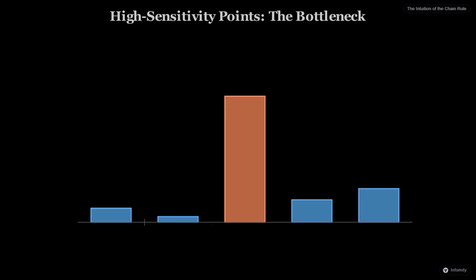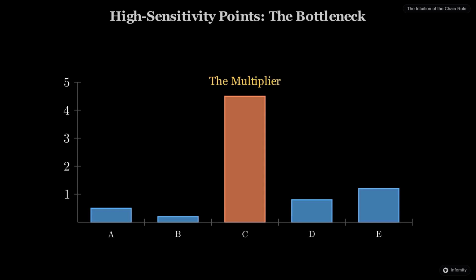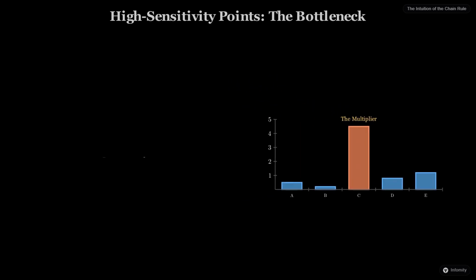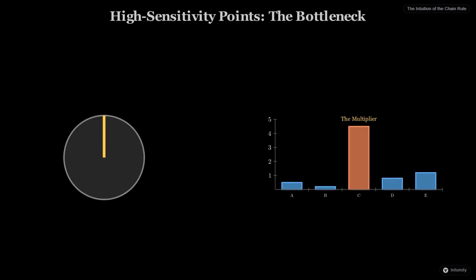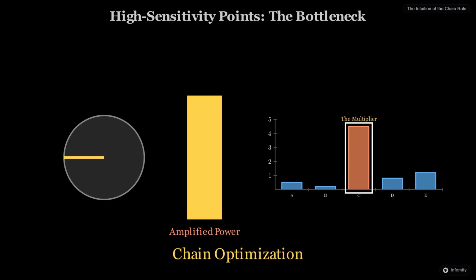Not all steps in a chain are equal. Some functions might barely change the signal, while others act as massive amplifiers. Think of a volume knob on a stereo system. If you turn the knob a little, but the internal amplifier is set to maximum, the sound level explodes. Identifying these high sensitivity points is crucial for understanding where the most significant changes in our system are actually coming from.